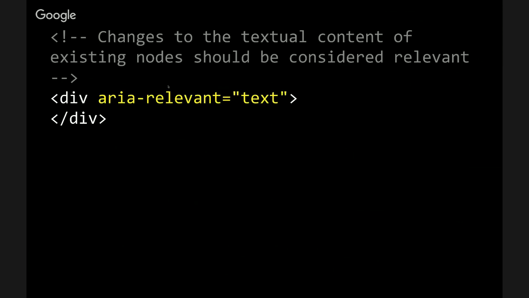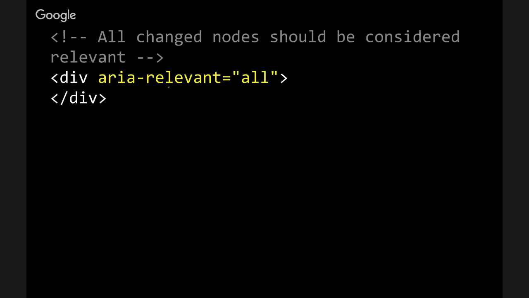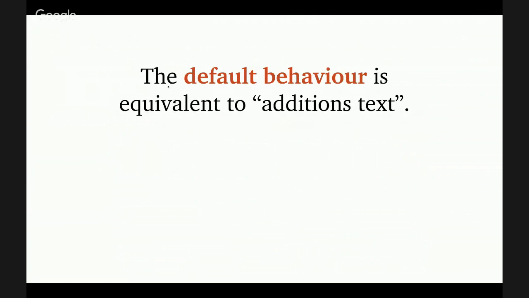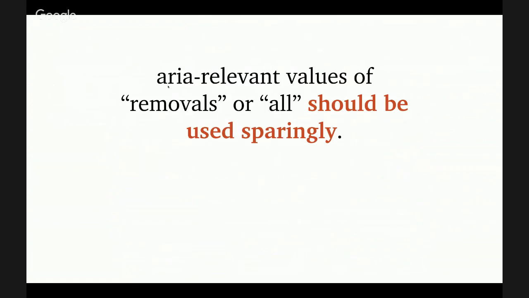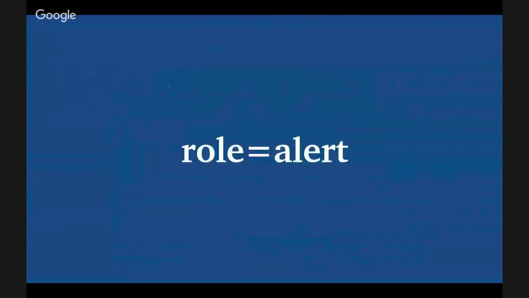And the next one is called ARIA relevant text, and that will notify when any textual content has been changed. That could be deleted or added. And then the last one is called ARIA relevant all, and that will notify you when all of them have been changed, any sort of change in that area. Now the default is actually additions, or equivalent to additions text. Generally speaking, we should try and be aware of not using removals or all, because they can be overly verbose, and so we should try and use them sparingly.